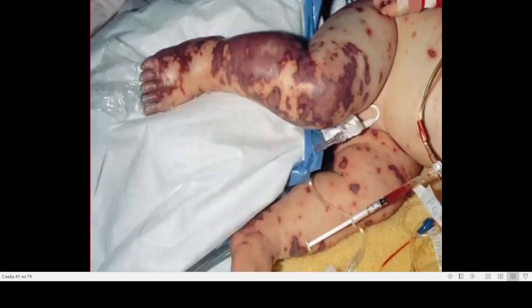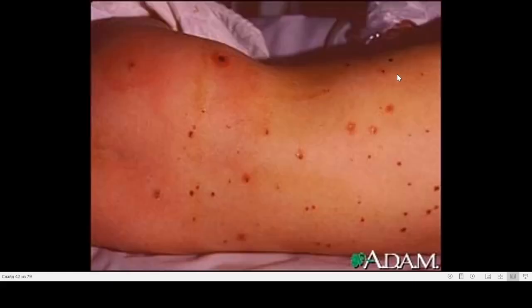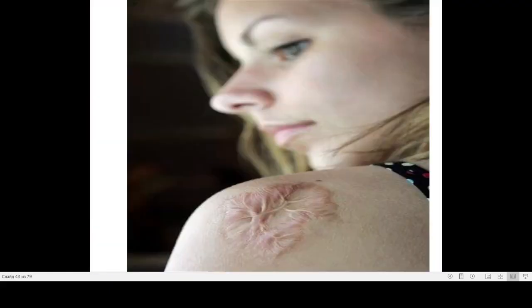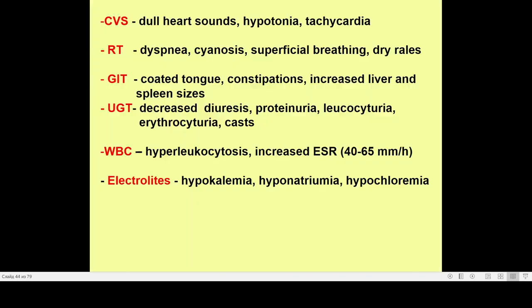Again, extremity with hemorrhagic rash in case of meningococcemia. And again, distal location of the rash. Result of this rash.